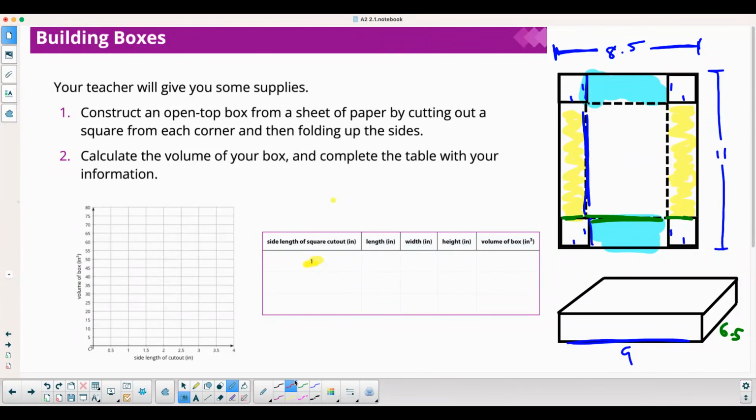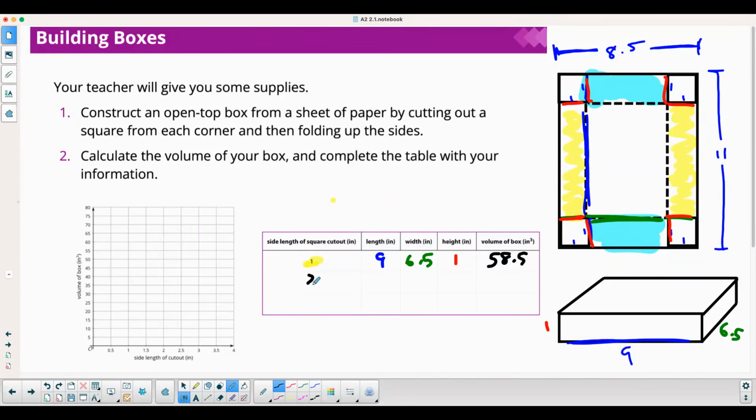And then if you look at the height, when I fold this flap up, really you fold all these flaps up. When you fold them up, that's going to have a height of 1. So what's the length, the width, the height? Length will be 9, the width will be 6.5, and the height will be 1. So what will be the volume? We have to multiply those together. 9 times 6.5 times 1 is 58.5.